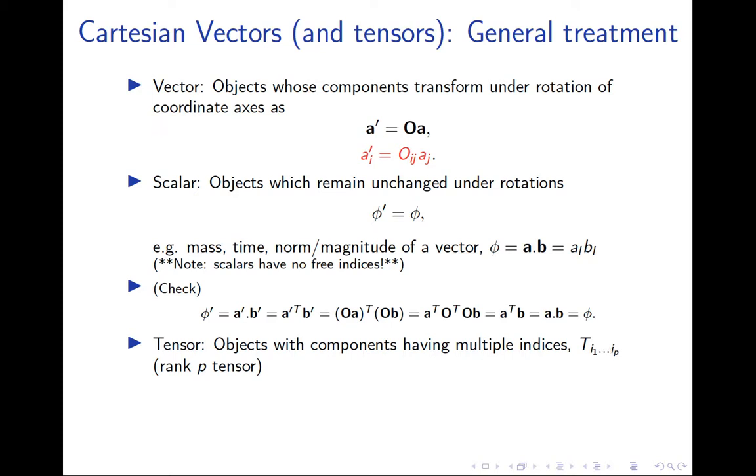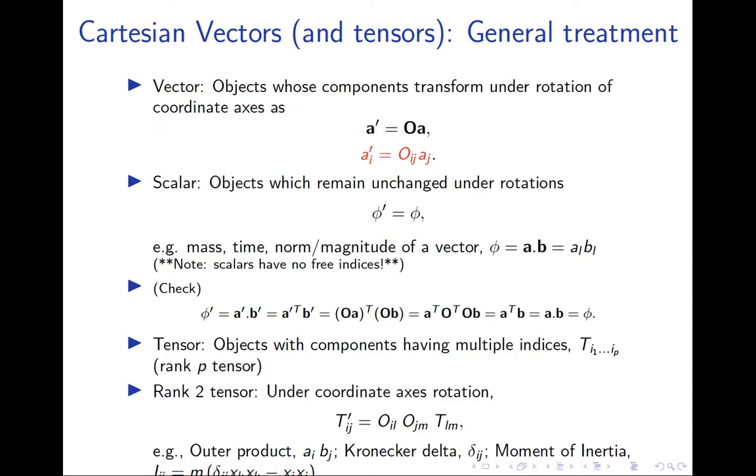It is more insightful to consider subcases, like for example a rank 2 tensor, which has two indices, I1 and I2, or in this case I've denoted I and J. So it's a two index object. Under rotation, coordinate axis rotation, the components of that rank 2 tensor transform like this.